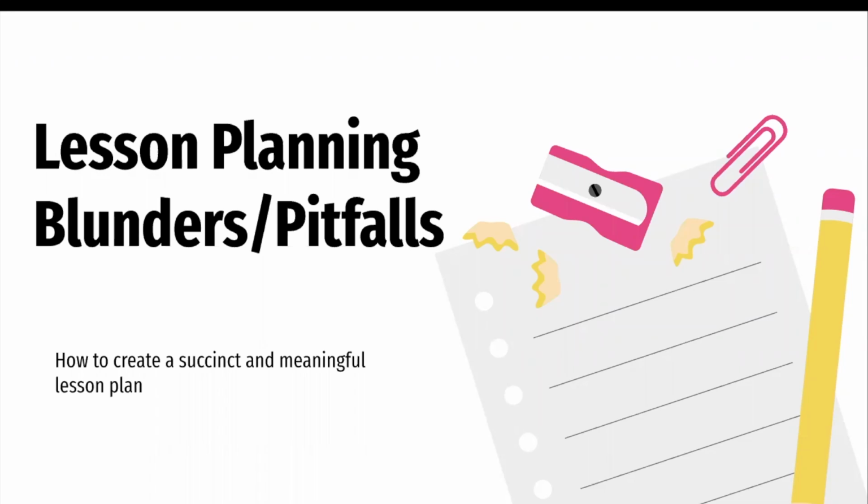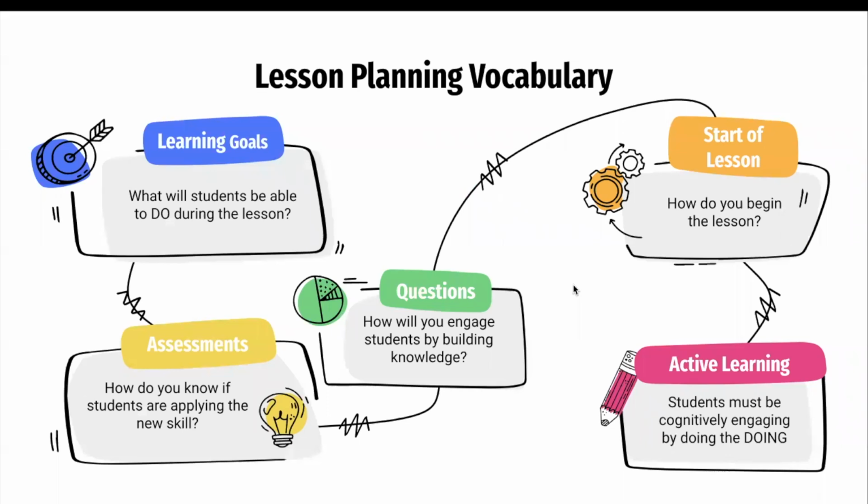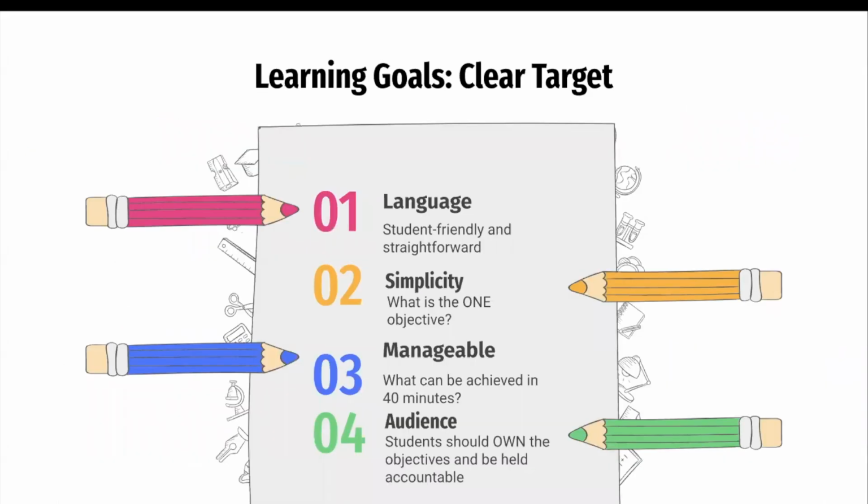So today's lesson is about how to create a succinct and meaningful lesson plan. Here's a little bit of vocabulary to consider when thinking about lesson planning. The number one blunder is students have unclear targets when they're beginning a lesson. So we as teachers want to make sure that our learning goals are clear.